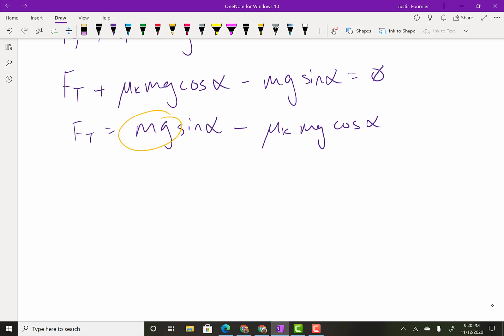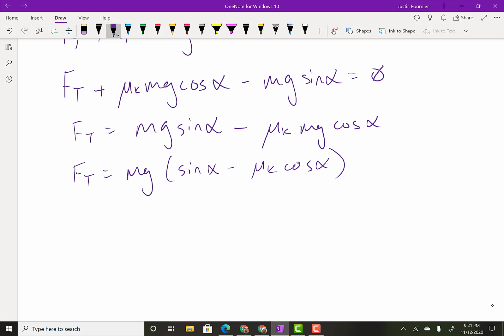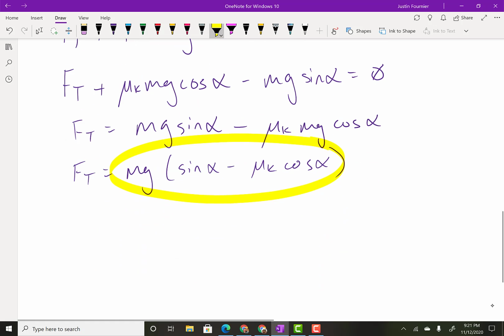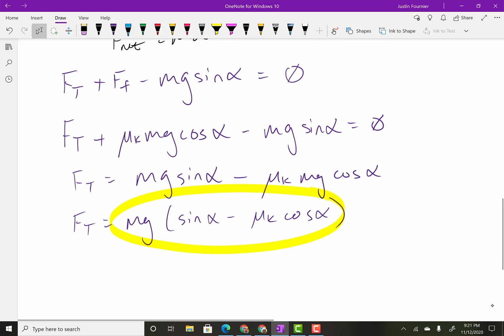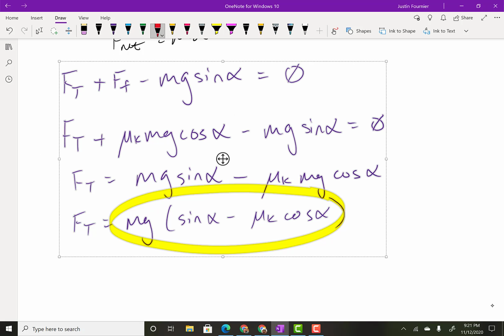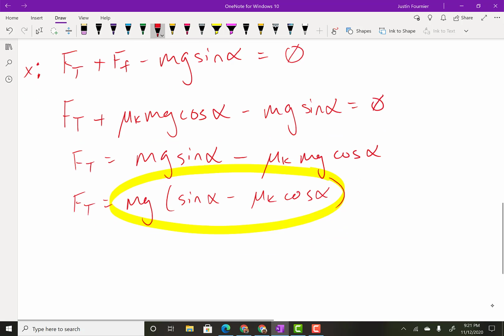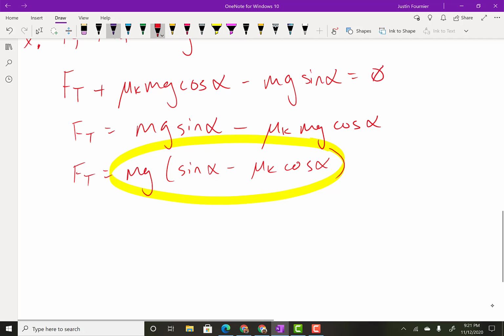Mg is the similar term for both of them, so I'm just going to factor out the mg to hopefully make it an easier calculation. So it's going to be mg times sine alpha minus mu k cosine alpha. And now I can plug all this into that equation. This was all in the x direction, so I should probably make all this red. There we go. Because this is all in the x direction. And I try to maintain consistency there.